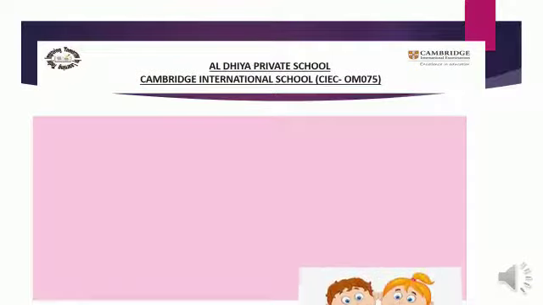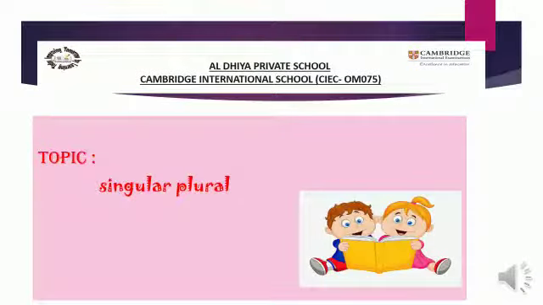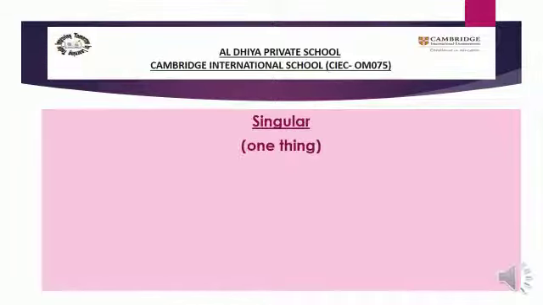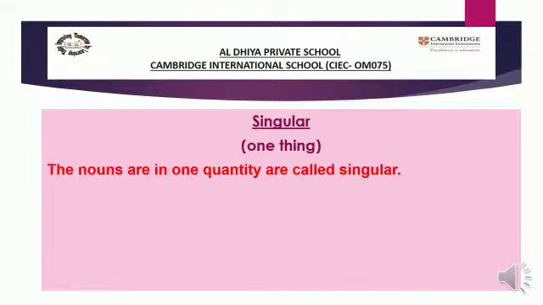Our topic is singular plural. In this class, today we will learn about singular and plurals. What is singular? Singular means one thing. The nouns in one quantity are called singular. The nouns mean a person, place, animal or thing. If these four nouns are in one quantity, if they are one, then we will call them singular.